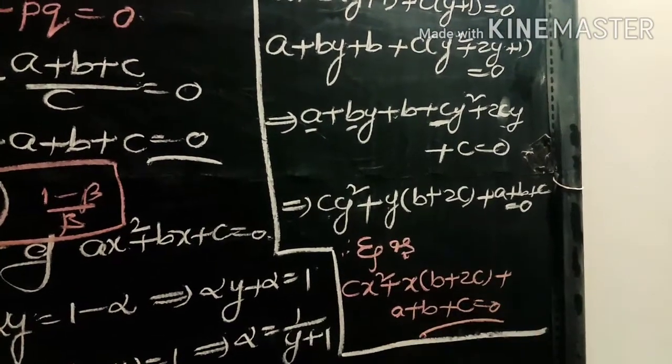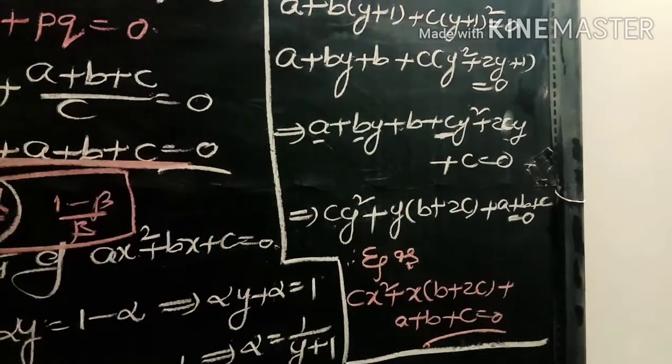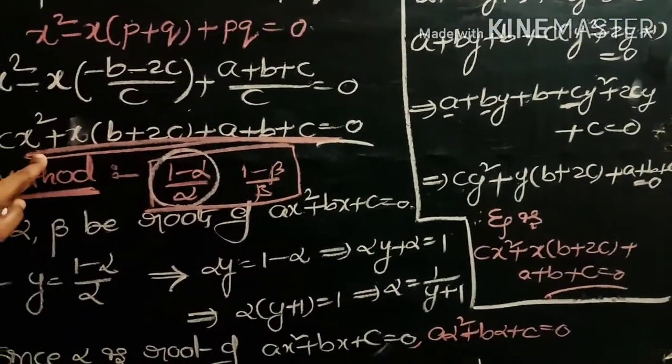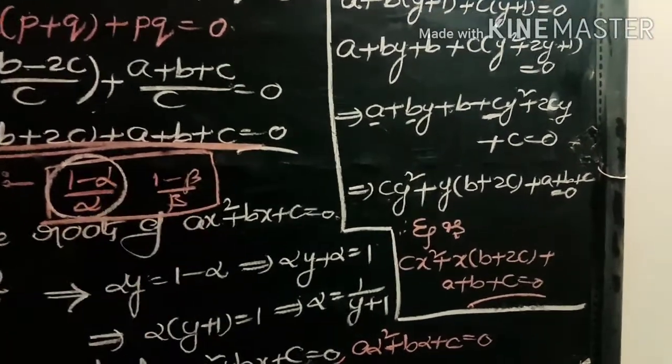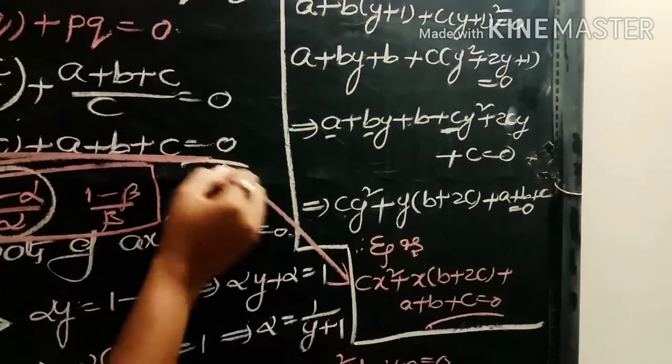Now which is the same answer as the first method. Here in the first method we get the answer c x square plus x into (b plus 2c) plus (a plus b plus c) is equal to 0, which is the same answer as the first method. That's all.